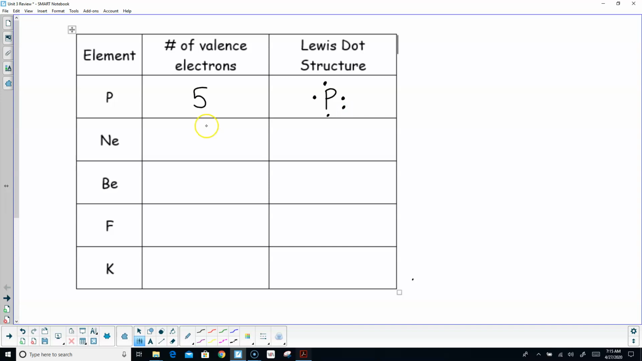Neon is in group 18. That means it has 8 valence electrons. Ne, 1, 2, 3, 4. Pair them up. 5, 6, 7, 8. Two on each side.